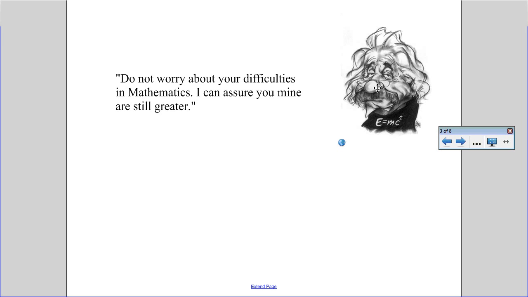There is a little video. I probably won't show that to you today because the paper folding took time that I hadn't planned in previous years. But this is one of my favorite quotes from Einstein. Do not worry about your difficulties in mathematics. I can assure you that mine are still greater. So I always keep that in mind when I'm struggling with something, that even Einstein had problems.